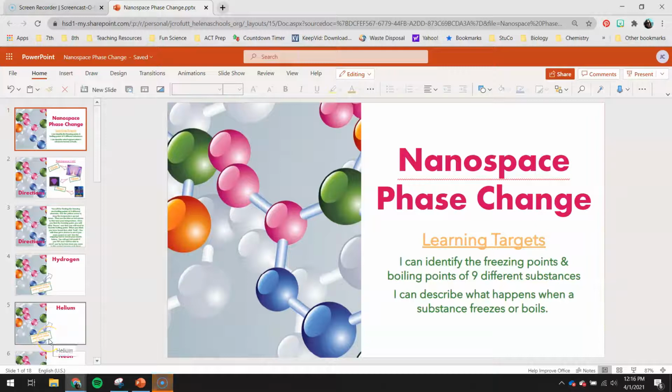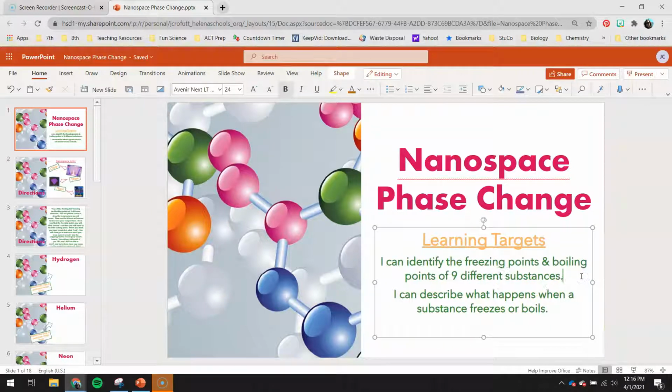Hey 8th graders, the rest of your lesson today is called the Nanospace Phase Change Game. So your learning targets: I can identify the freezing points and boiling points of 9 different substances. In this case, we're going to be examining specifically elements, and we'll talk about those as we move through them. And I can describe what happens when a substance freezes or boils. You can also relate this to something like melting as well.